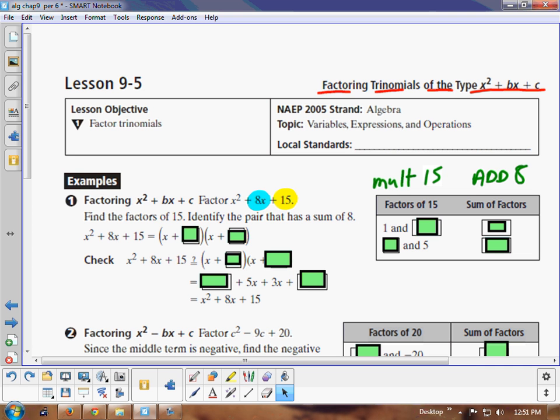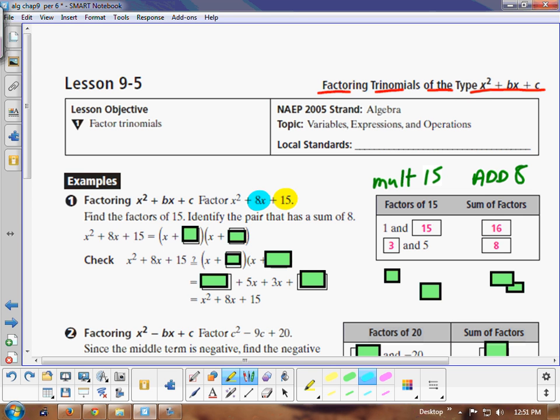Now, they have a couple of numbers here. They have 1 and 15. Well, that adds up to 16. That's not the number we want. They have something in 5, and 3 times 5 is 15, and 3 plus 5 is 8. So that's the combination we want. So again, your goal is to find values that multiply to be the last and add up to the middle.